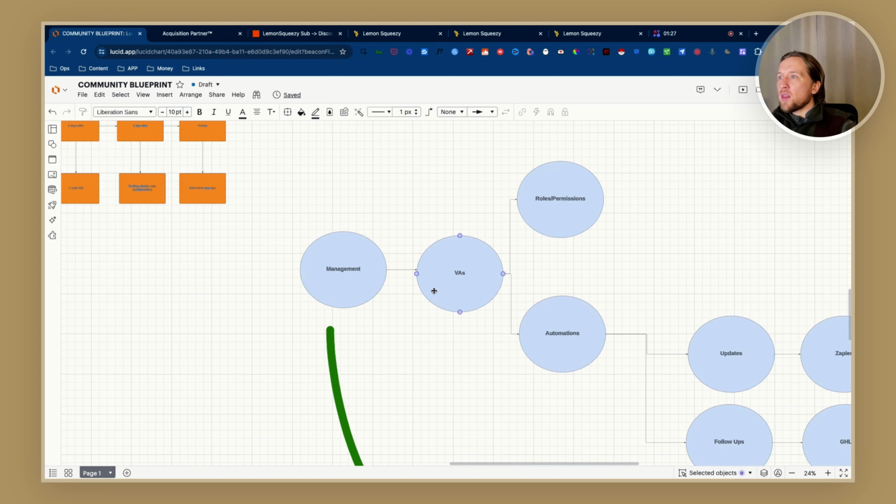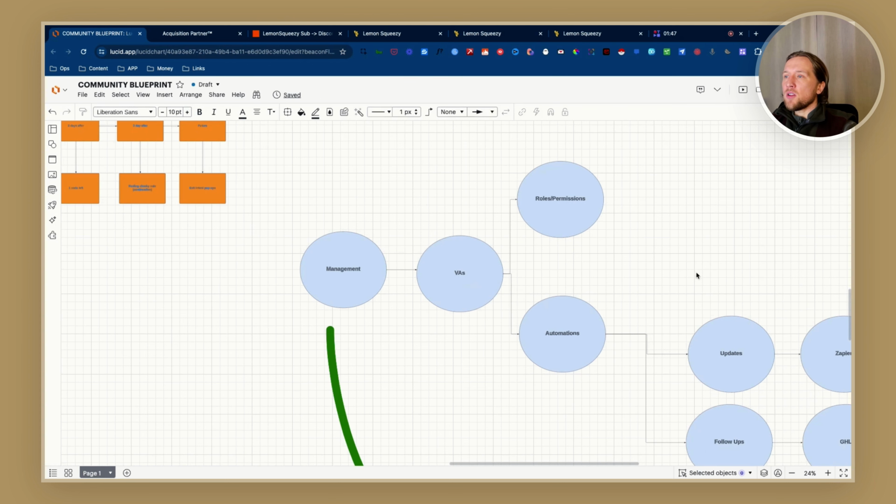Okay, so one thing that you want to do very quickly is, if you don't have VAs already, get VAs involved, and you want to basically delegate all of the administrative burden that potentially you might be doing yourself. Okay, so when it comes to members signing up to the community and changing their roles and permissions, leave it to a VA. And the same goes for automations too.